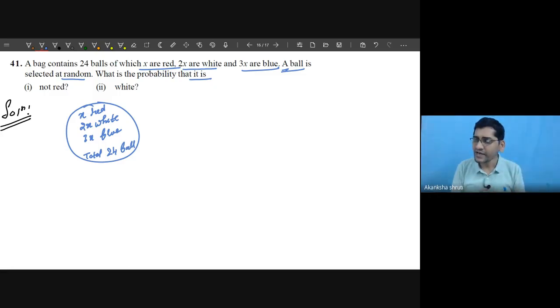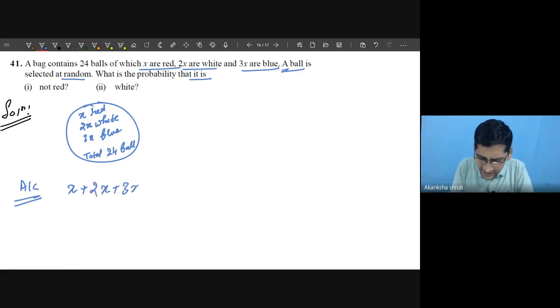Getting it, student? Can you calculate or not? Students, according to the question, what is there? The question is very simple, from your mathematics. X plus 2X plus 3X. This will give us the total balls and it is given as 24. So first you determine the number of each kind of ball. Then put in ratios. How much is this? So 6X is equal to 24. So this implies X is 4.